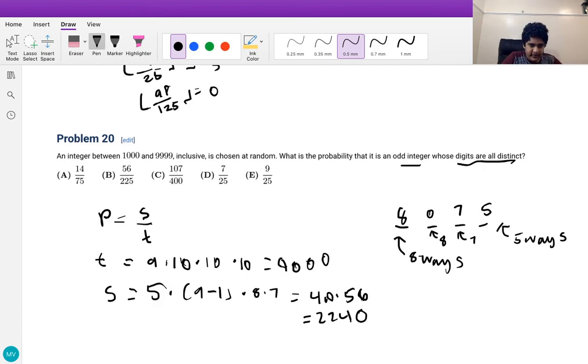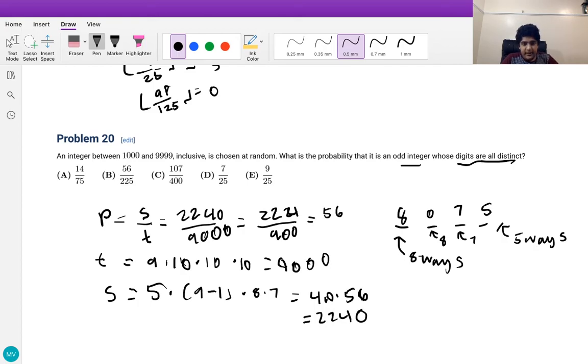The probability is thus 2,240 over 9,000. Canceling out tens, we have that this is equal to 224 over 900. Canceling out a factor of 4 in the numerator and denominator, we have the numerator equal to 56 and the denominator being 225. Choice B, and we are done.